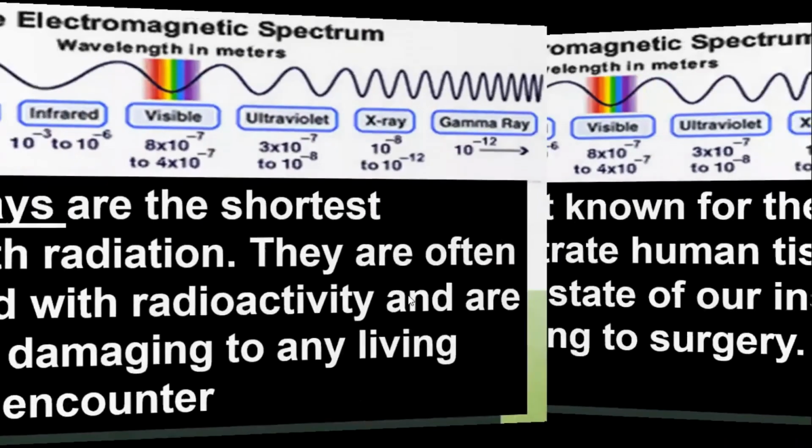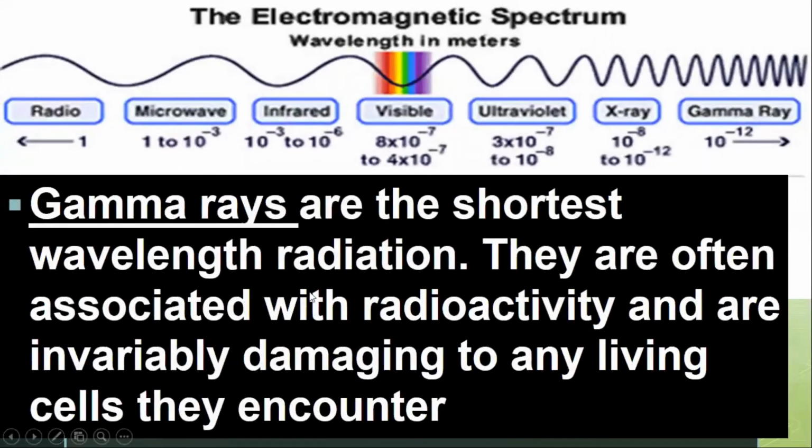And last, the gamma rays are the shortest wavelength radiation. They are often associated with radioactivity and are invariably damaging to any living cells they encounter. So that's it for our review this day about light and the spectrum.